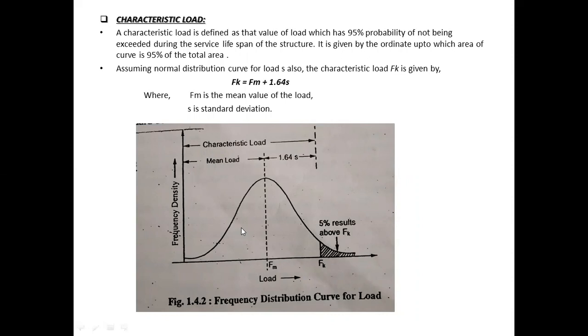So the characteristic load is the load which acts upon a structure and which will not be exceeded during the lifespan of the structure, with 95% of probability. Only 5% of probability is there of it being exceeded. Okay, they have also given us the normal distribution curve below that. The only difference here is that on the x-axis they have given us the load, and on the y-axis it is frequency density.